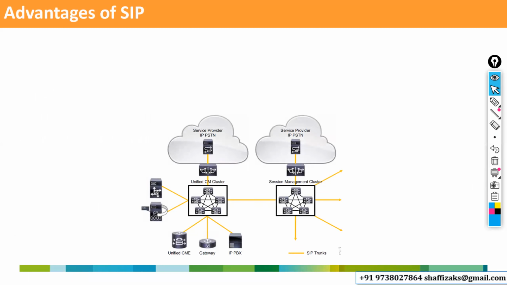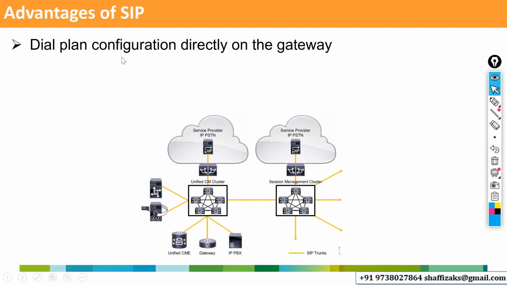Next, advantages of SIP. Dial plan configuration directly on the gateway. Since it's a peer-to-peer protocol, if you want to create a dial peer, we can create it directly on the gateway. Whereas in MGCP, we don't have the concept of dial peer, everything has to be configured on the call manager. But here, the dial peer terminates the call and generates a new call leg. So we can configure the dial plan on the gateway.